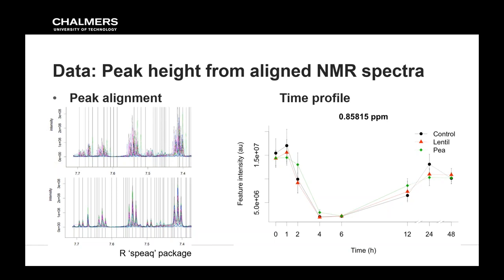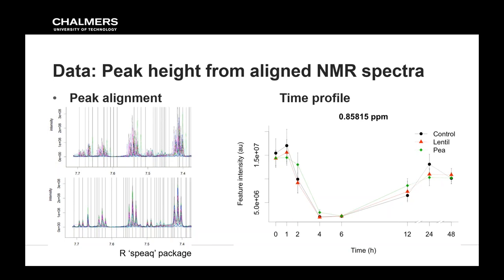So we borrowed the pipeline from our targeted workflow, where we normally use LCMS to work with features. We took the raw data, aligned it in R using the now famous Speak package, found the peaks, and extracted those peak heights as a proxy for feature intensity. We were facing something like 1,500 features in the urine data, and in the serum data around 500 features.